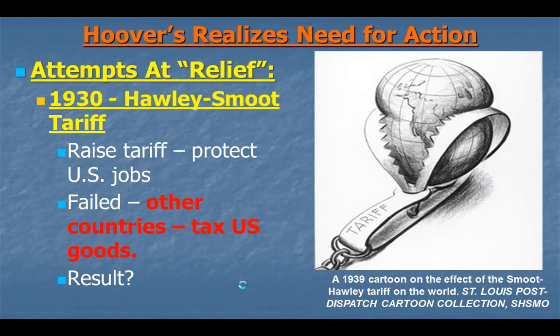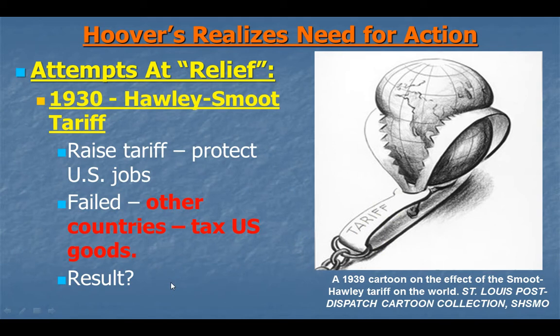And at some point, though, Hoover, as a Republican, is a bit more liberal than other Republicans. He does see some need to take some action, and he's not quite as conservative. But the question will be, is it enough? And will we see this kind of action taken to a different level with FDR? The answer will be yes. But he attempts some relief. In 1930, the Hawley-Smoot tariff was raised to try and protect U.S. jobs and keep Americans in jobs, protect from foreign competition. But that's going to fail. Other countries are going to tax our goods. The result is that we're not going to sell to other countries. Thus, fewer economic transactions are happening.